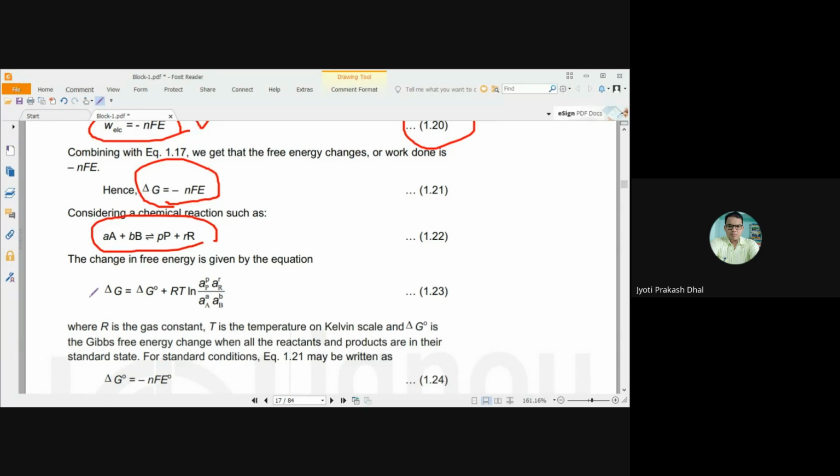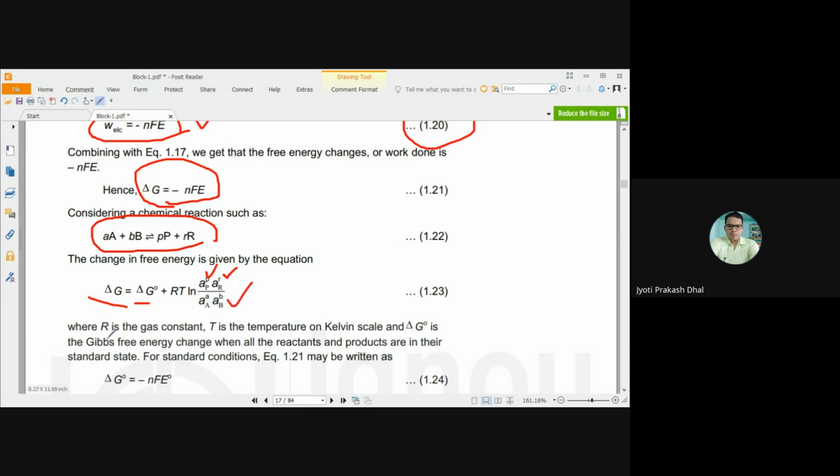So ΔG of this reaction, that is the free energy, is given by the equation ΔG° plus RT ln of the concentration of P to the power p times the concentration of R to the power r, divided by the concentration of A to the power a times the concentration of B to the power b. In the other sense, you can say ΔG° plus RT ln of the activity of P to the power p times the activity of R to the power r, divided by the activity of A to the power a times the activity of B to the power b.